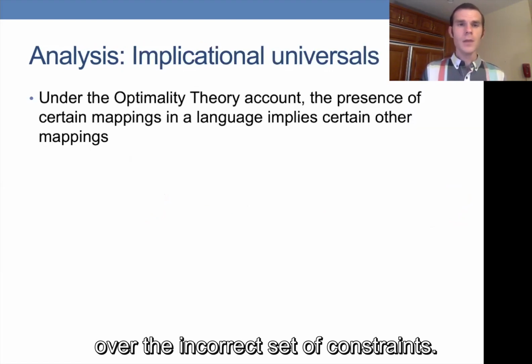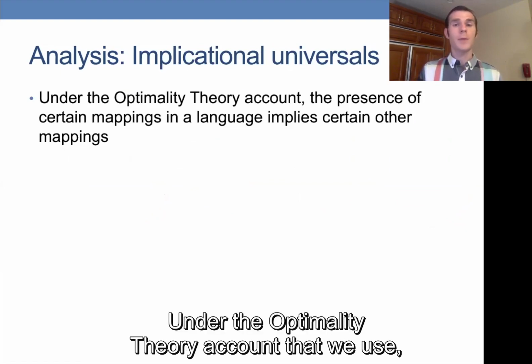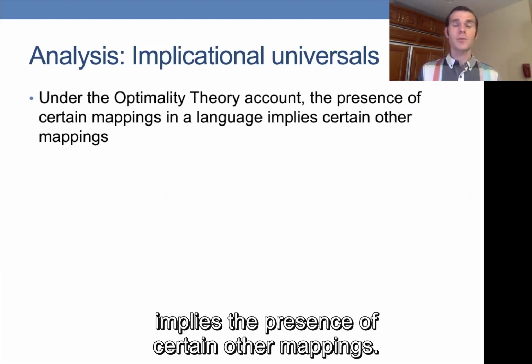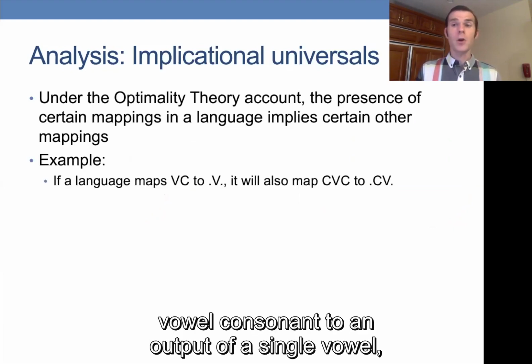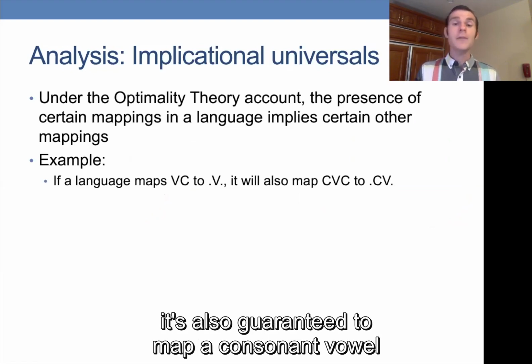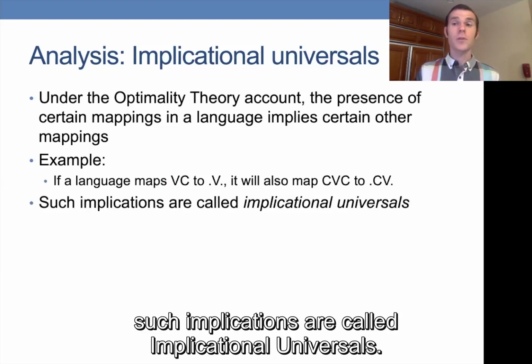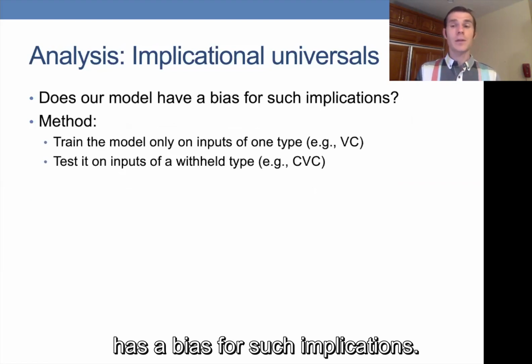The next bias we look at is based on implicational universals. Under the optimality theory account that we use, the presence of certain mappings in a language implies the presence of certain other mappings. For instance, if a language maps an input of the form vowel consonant to an output of a single vowel, it's also guaranteed to map a consonant vowel consonant input to consonant vowel. Such implications are called implicational universals. So we now test whether our model has a bias for such implications.